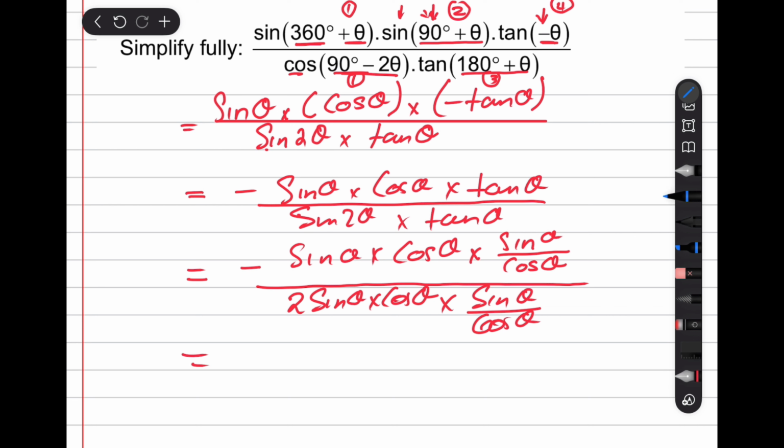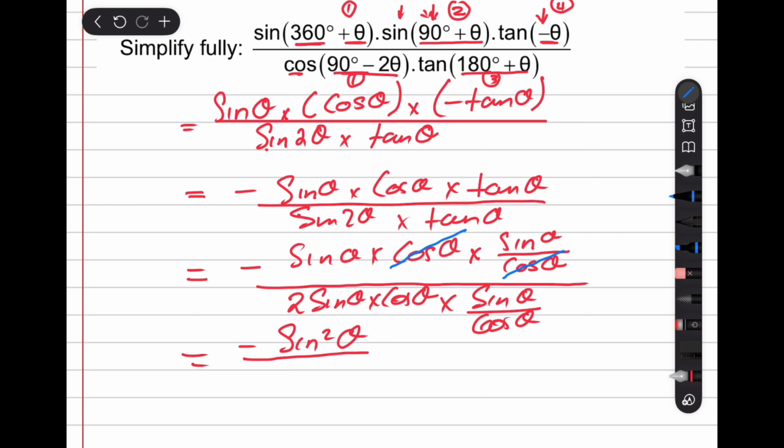So from that one there, what's going to happen now? Let's have a look at this. We are going to have cos theta that is going to divide out with cos theta. Then from that one there, we are going to be left with 1, right? So then we have sine theta times sine theta there. We have a negative here. What is sine theta times sine theta? This is going to be sine squared theta all over.